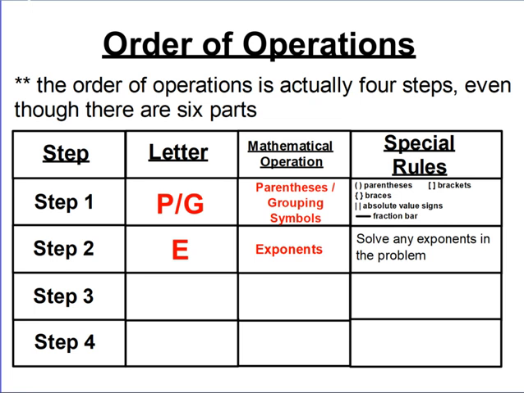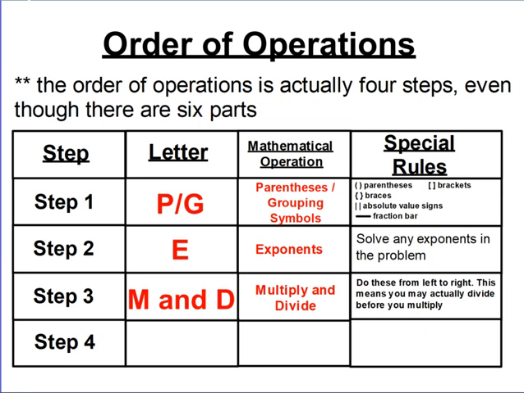Okay? We have 2 steps left with 4 letters. And that's because a couple of letters go together in each step. So the third step actually includes M and D, and that's multiplication and division. So when do you do which type of operation first? Do you always multiply first? Do you always divide second? The answer to that question is no. You solve these from left to right. So what that means is if you see division in front of multiplication in a problem, you divide before you multiply. You do not always multiply first.